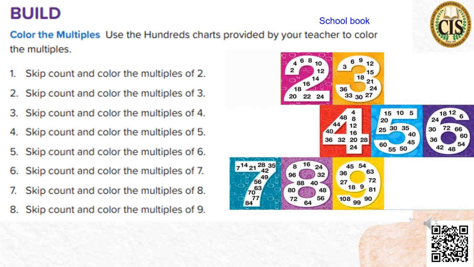Here from the school book, we need to get the multiples of each table, for table 2 and 3 and 4 and so on. As we show in the picture, the multiples for table 2 are 2, 4, 6, 8, 10, 12, 14, 16, 18, 20, 22, 24. Don't forget 0 is a common multiple for all numbers.